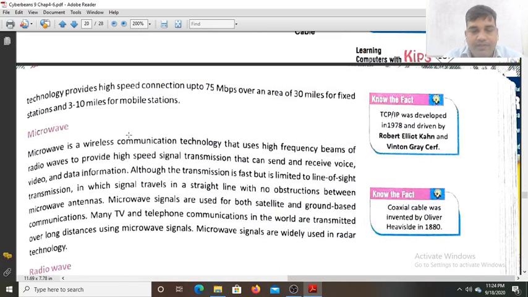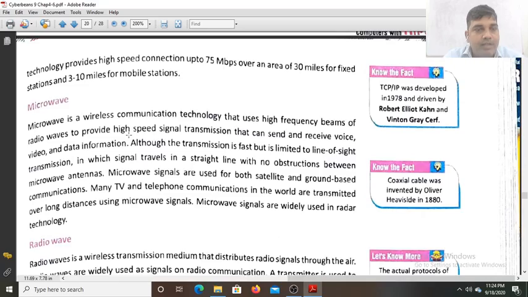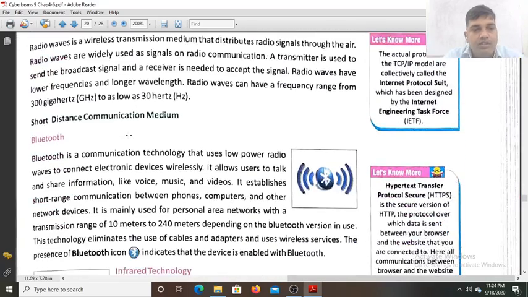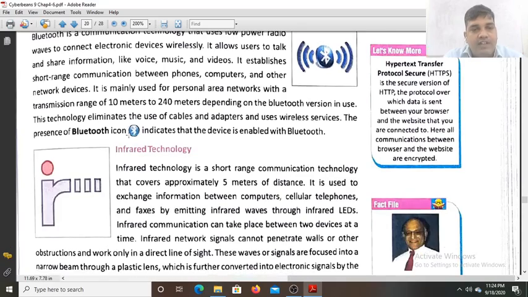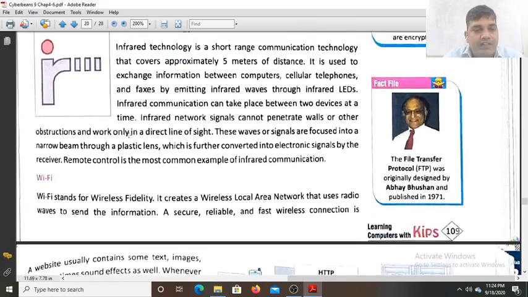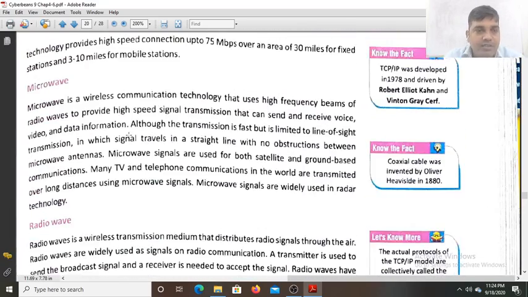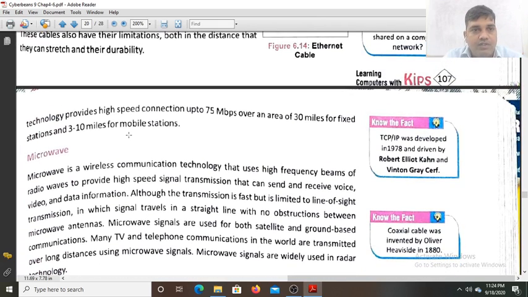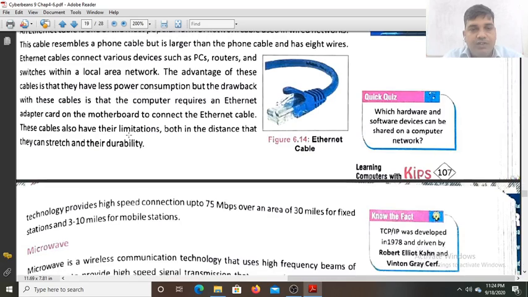Next is the microwave, and this microwave and radio wave and Bluetooth, infrared technology, and Wi-Fi. All these are wireless media. So we will study them in the next class. So this is all for today, and thank you for your kind attention.